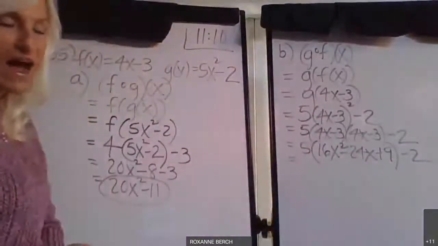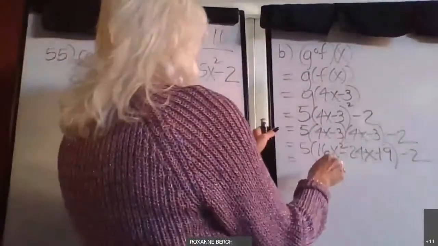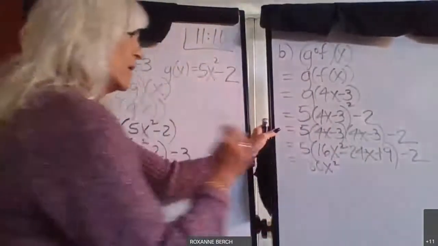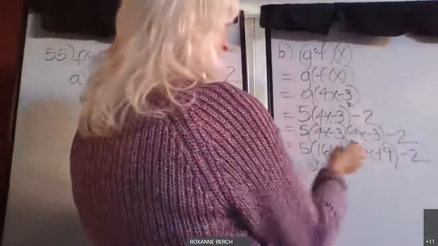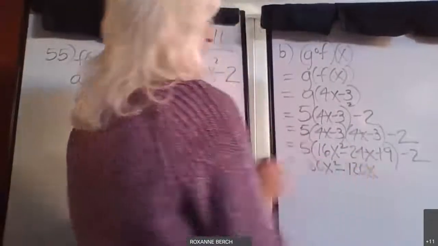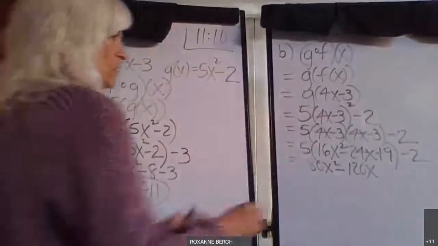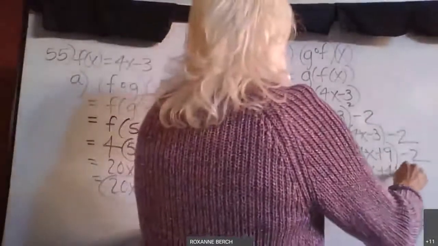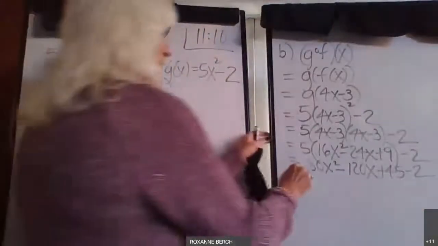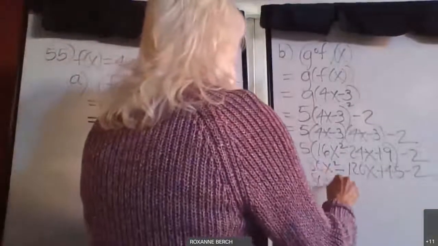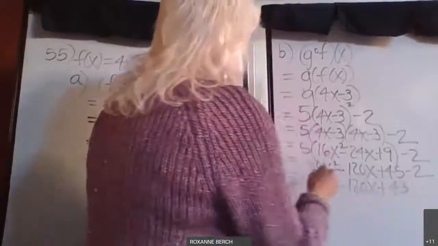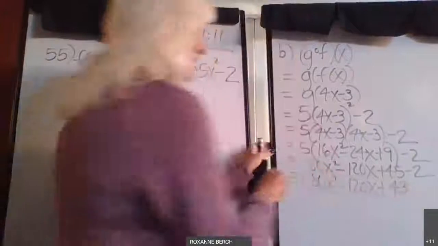And you distribute the 5. So that's 80x squared minus 24 times 5 is what? 120x plus 45 minus 2. So this would be 80x squared minus 120x plus 43. And that is the answer.